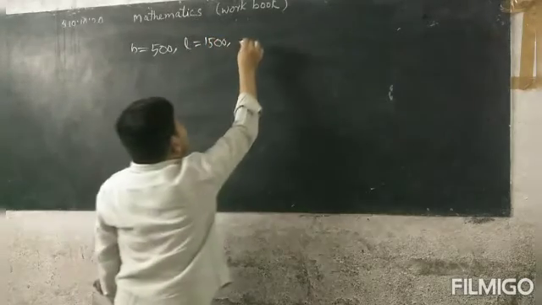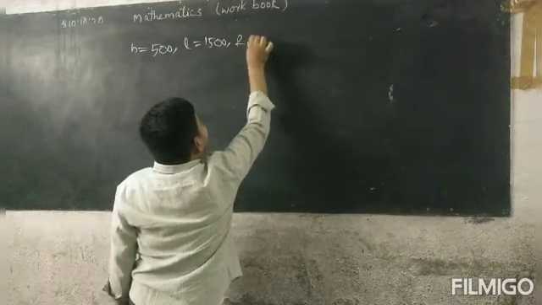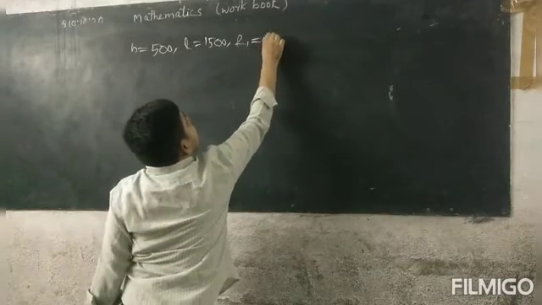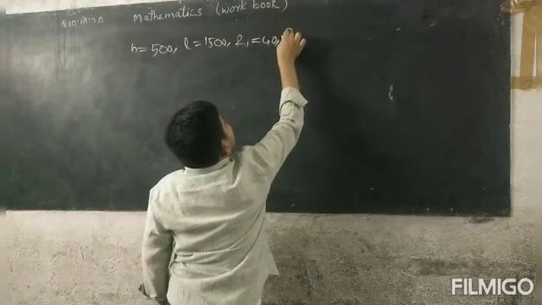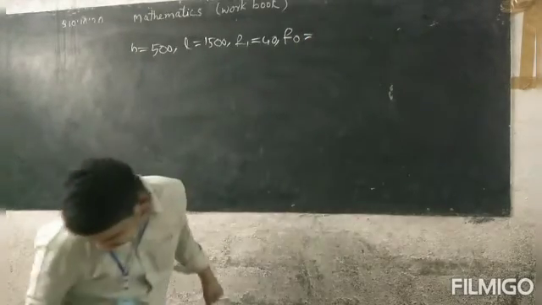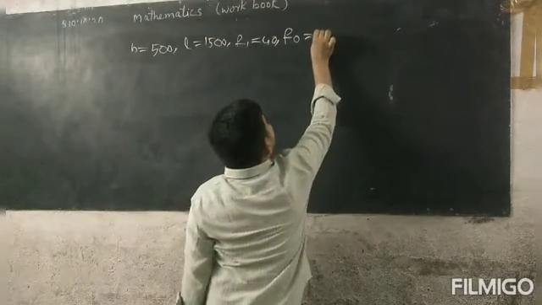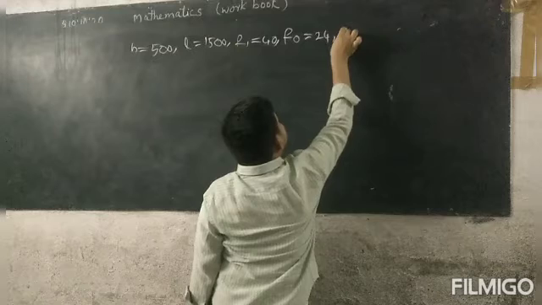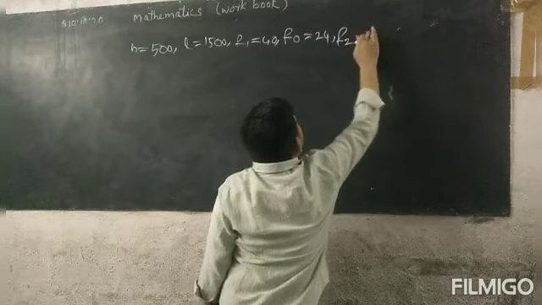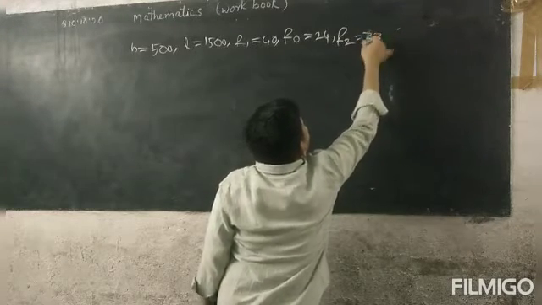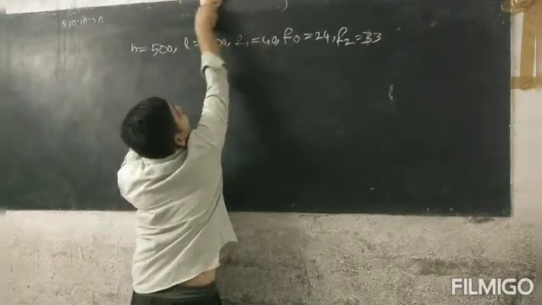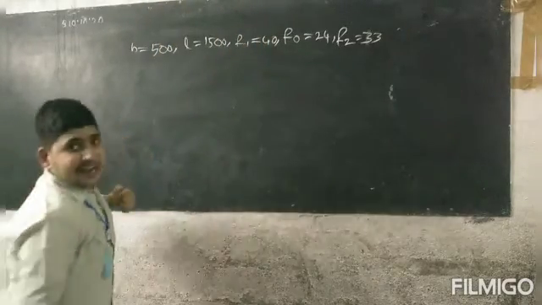F1 equals 40. F0 equals 24. F2 equals 33. Now calculate the value.